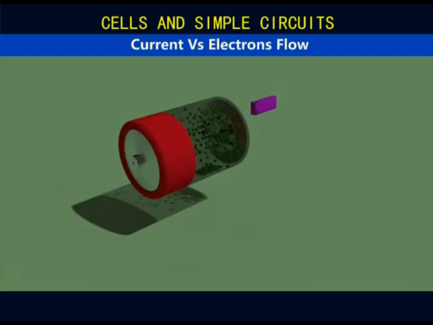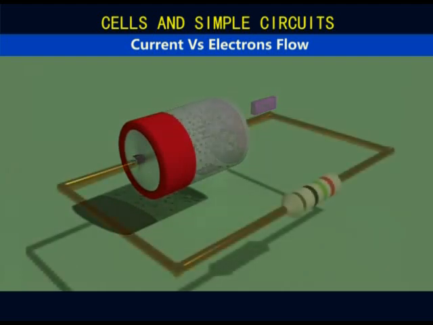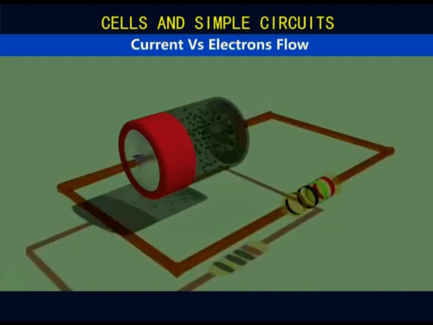If we connect a wire across these two terminals, the potential difference causes the electric current to flow in the circuit. This current is nothing but the flow of electrons that come out of the negative terminal, move along the wires, and enter the cell by the positive terminal.